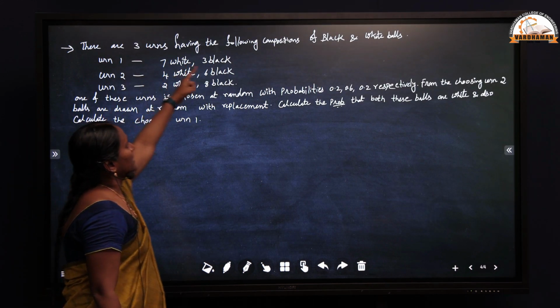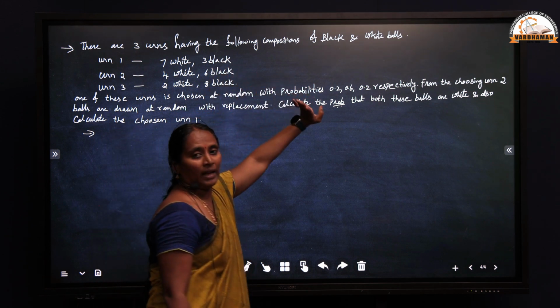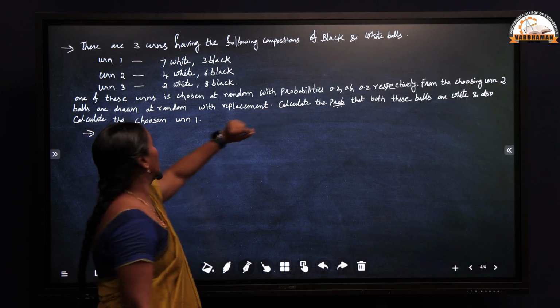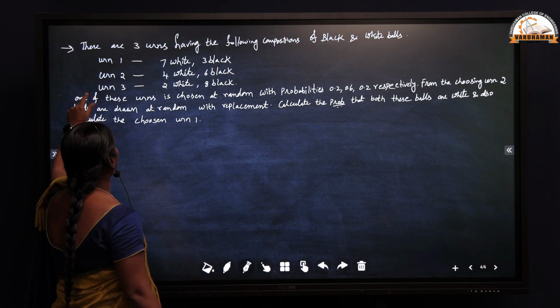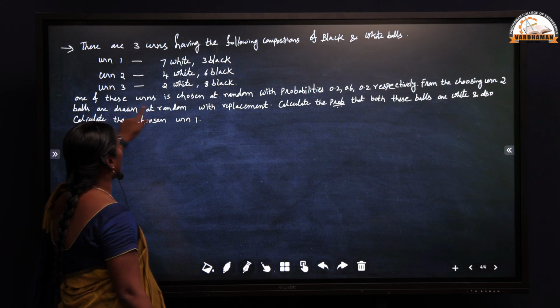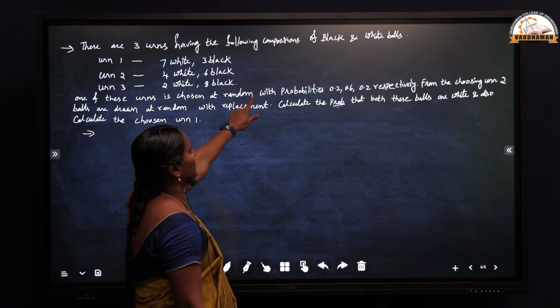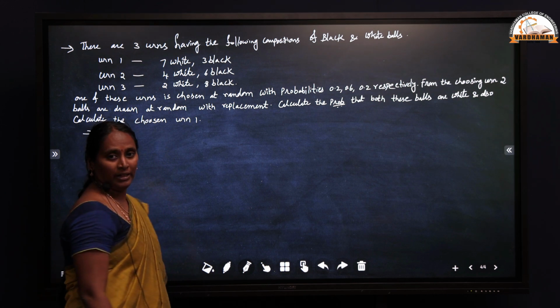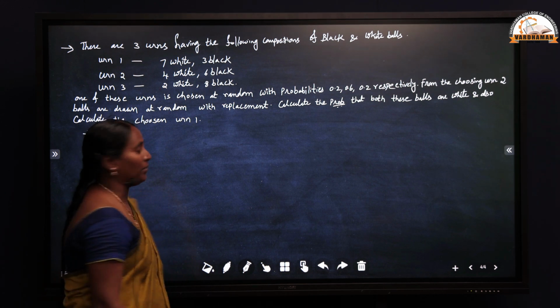There are 3 urns having the following compositions of black and white balls. We are having the combination of balls as black and white. You have 3 urns, each having a combination of black and white balls. Now one of these urns is chosen at random with the given probabilities. We have 3 urns with different probabilities.